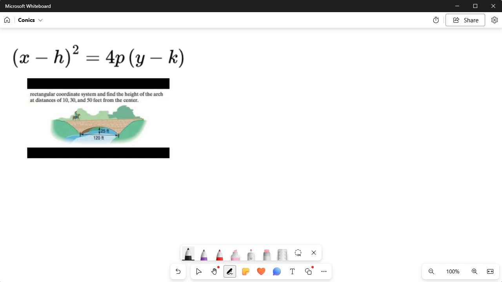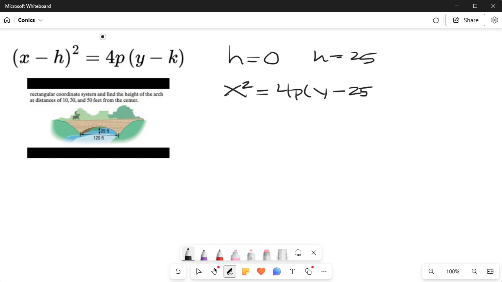But we could instead say that h is going to be the center, so that's going to be x equals 0, or h equals 0. So that's what we're saying here. h equals 0, and k equals 25. Our goal is to come up with the equation from there, because we know that x squared is equal to 4p times y minus 25.